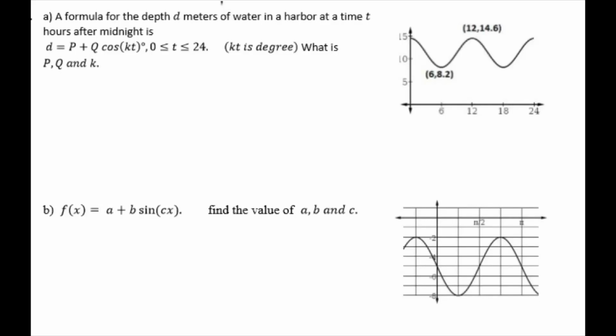Hi everyone. We're going to fill in certain parts of sine and cosine given a graph.